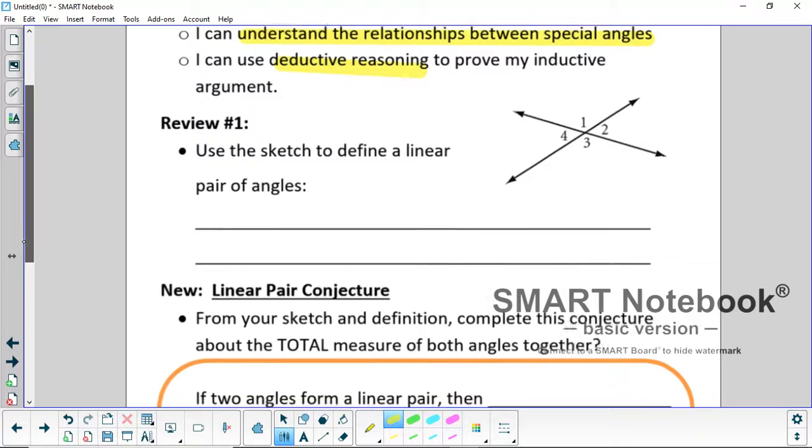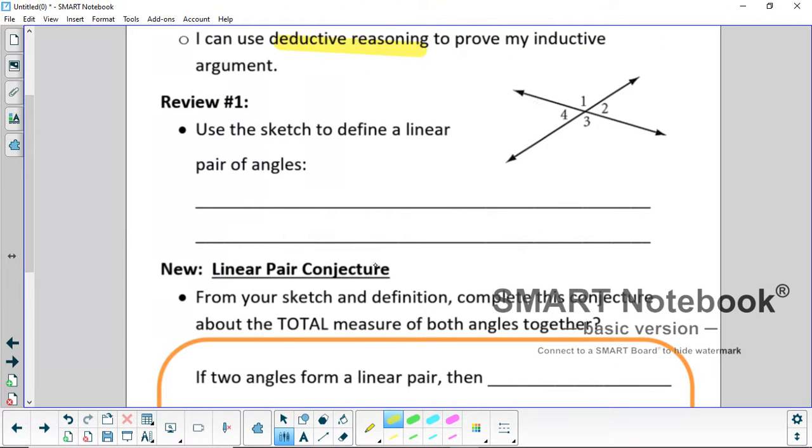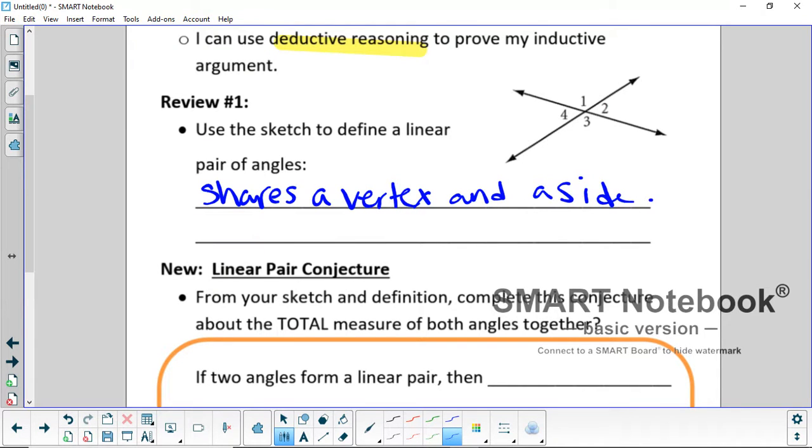All right, so review question number 1. We're looking at this figure that looks pretty familiar from last time, and we are looking for a pair of linear angles. It says use the sketch to define a linear pair of angles. And remember, a linear pair shares a vertex and a side. Now, a linear pair has that word line in it, so you can distinguish it because the two angles together will form a straight line.